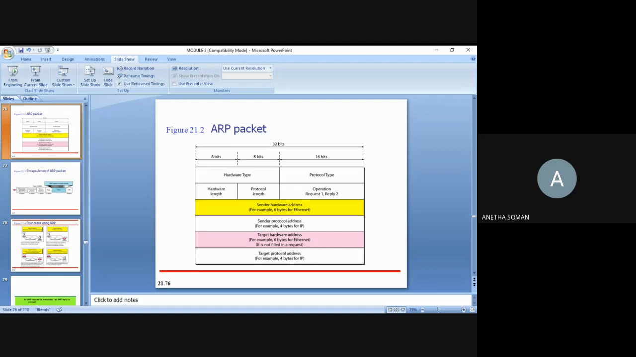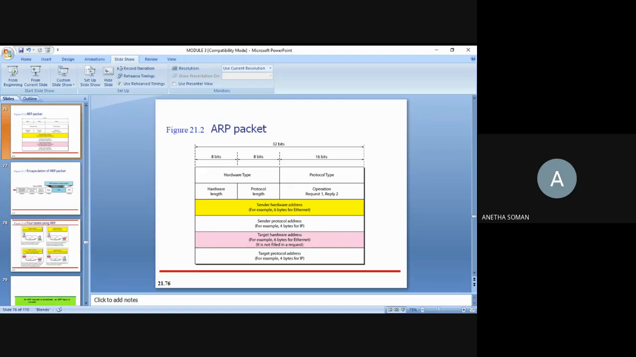Now the third field is the hardware length. Hardware length is the length of the physical address. That is 8 bits. Now the next field is the protocol length. Protocol length defines the length of the logical address. What is the length of the logical address in bytes?